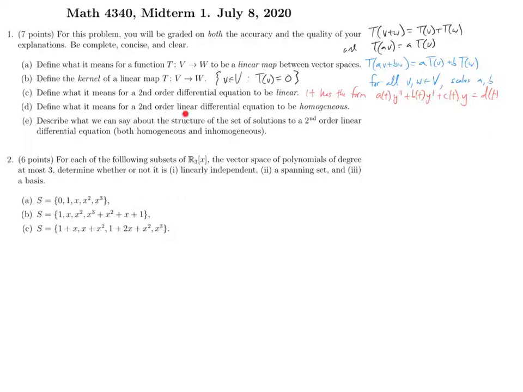So what does it mean for a second order linear differential equation to be homogeneous? That means that d(t) equals 0.